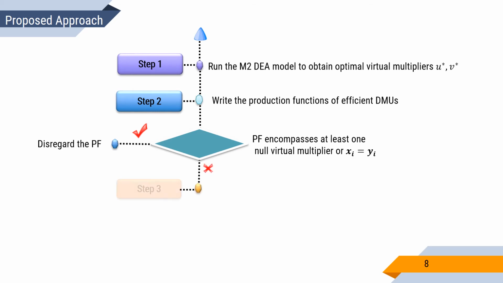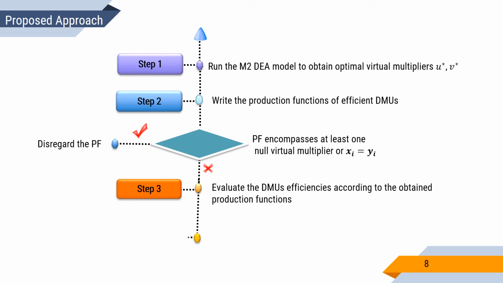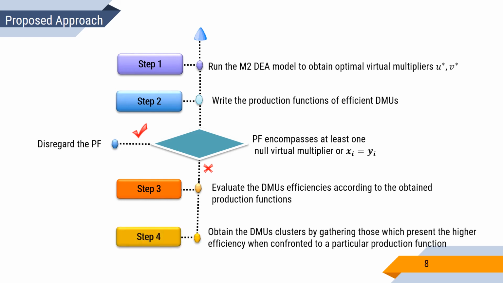The next step consists in evaluating DMU's efficiencies according to the remaining retained production functions in order to obtain the optimal DMU's clusters. Indeed, DMUs within one homogeneous cluster necessarily present the higher efficiency when confronted to a particular production function.